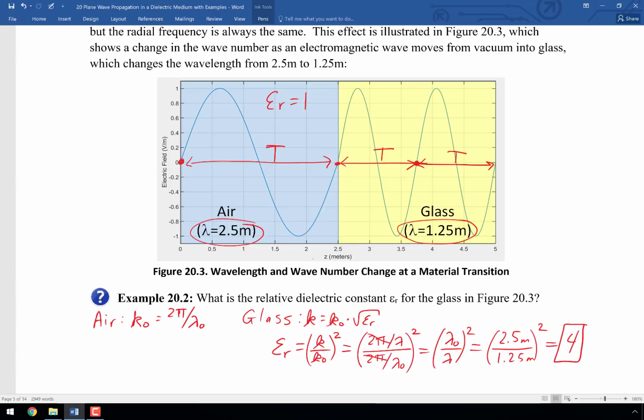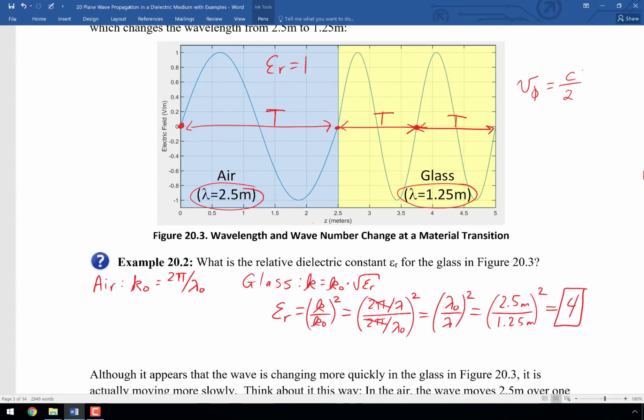So if you look in the blue region there, of course the wave is moving twice as far over the same period of time as compared to the yellow region, where it's moving half as far in the same period of time. That's why we say that the velocity in the yellow region, which we'll call v sub phi, is equal to c divided by 2. So that was something that, again, was a little bit confusing for me when I was a student. I just wanted to highlight the reason why the velocity is actually half as much in glass as it is in the air.